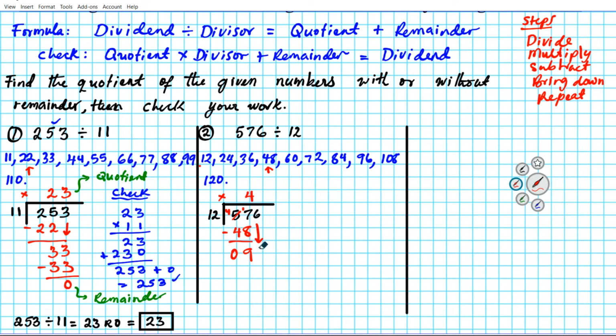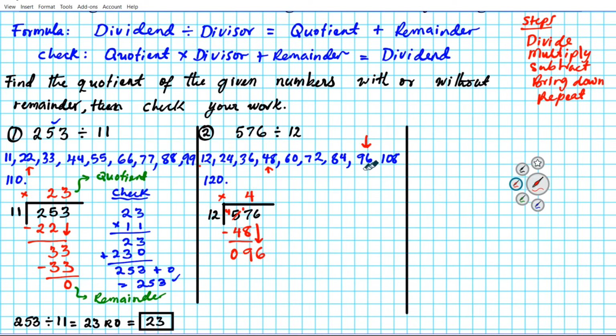After the bring down, we're going to repeat the process again. Okay? What is 96 divided by 12? Or how many times does 12 go into 96? Or 12 times what gives us 96? If you take a look at our helpers here, the multiples of 12, voila, jackpot. We have 96 as a multiple. So that tells us that 12 goes into 96 evenly. If you divide 96 by 12, you will not have a remainder.